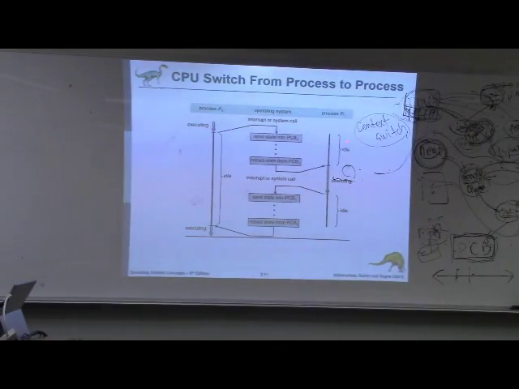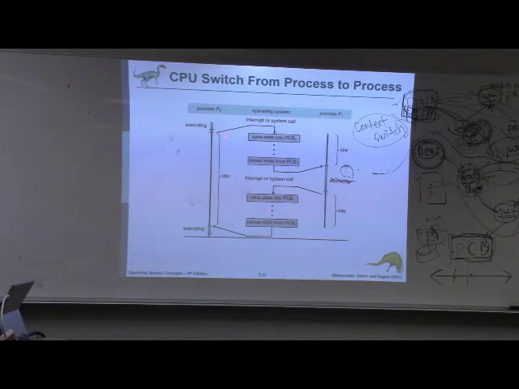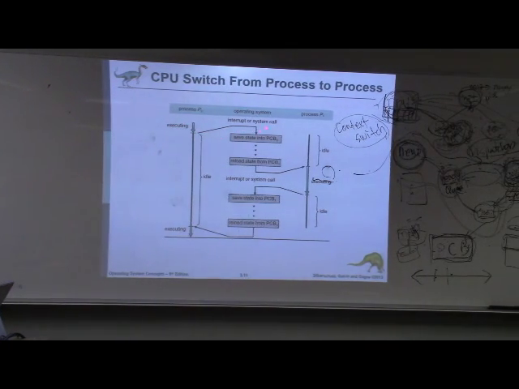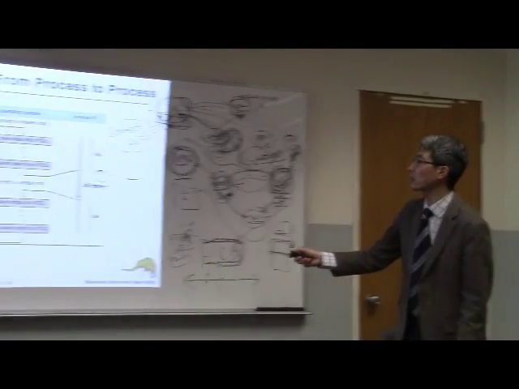Process 0 is the current process. Process 1 is the next selected process. For example, at this time, there's an interrupt or system call, which means there's an I/O request, something like that, then it's stopped.